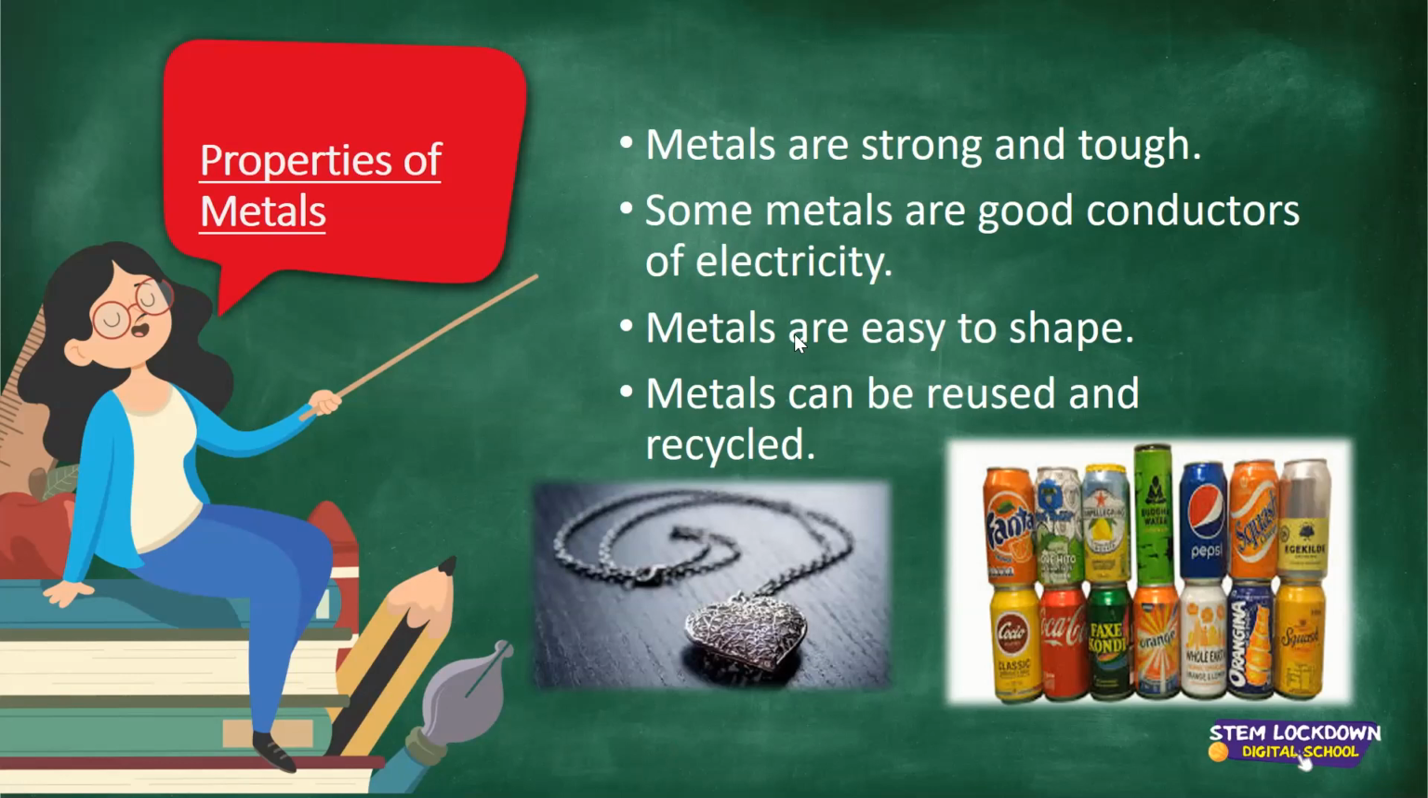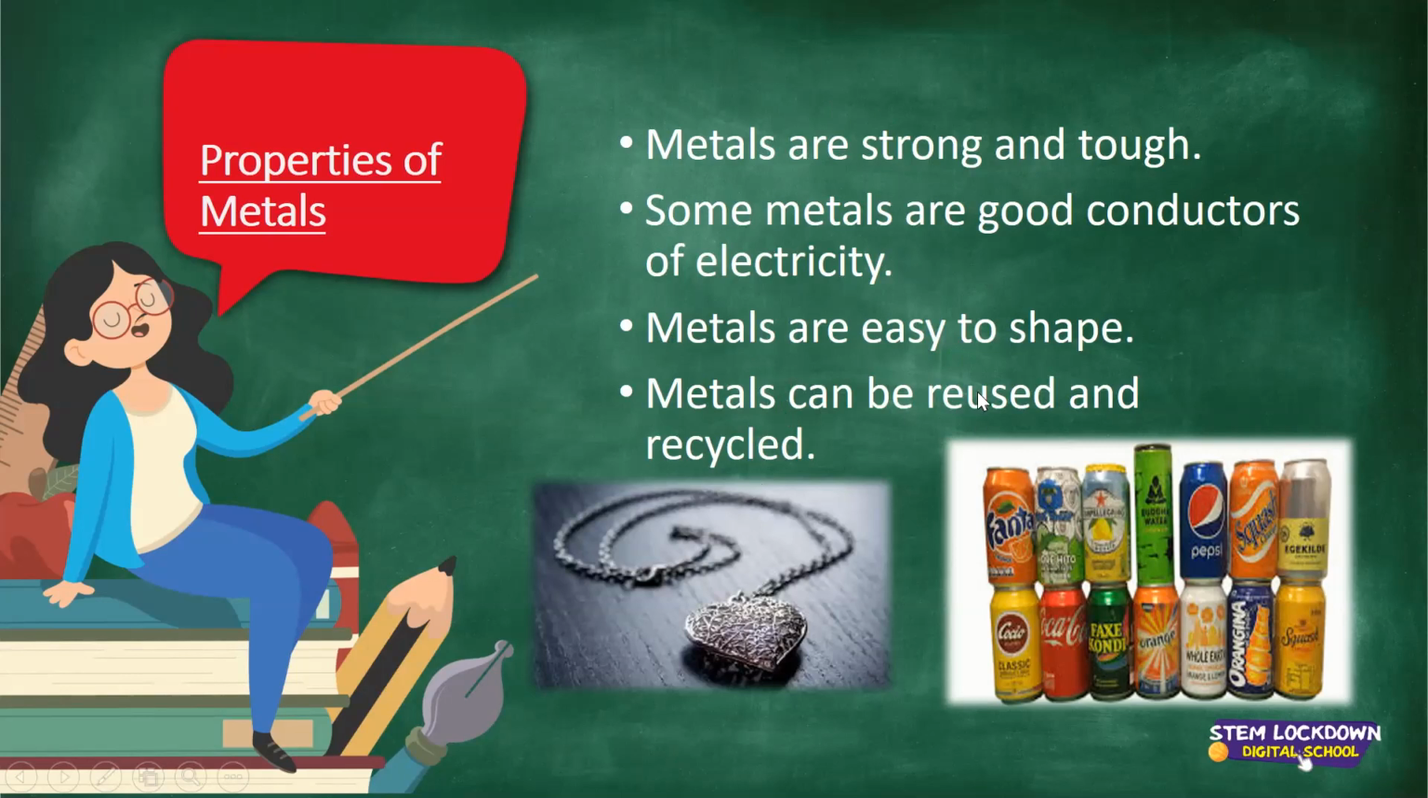And then the third one, metals are easy to shape. That's why we have rings, we have necklaces, we have pens. So those are different types of properties that metals have. They are strong, tough, good conductors, and easy to shape. You can shape a metal in any shape that you want.